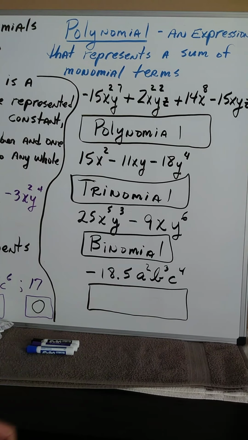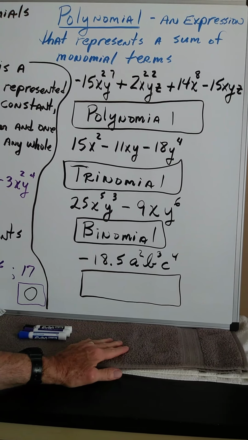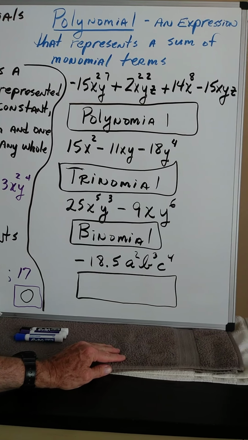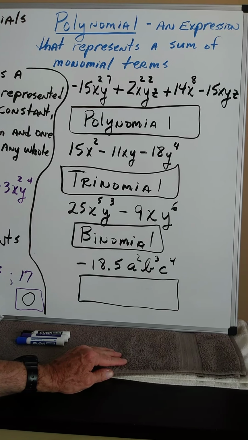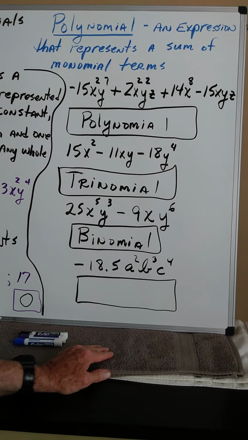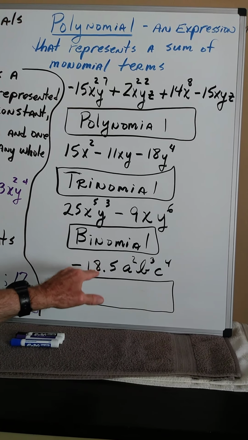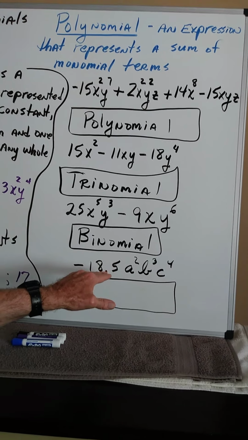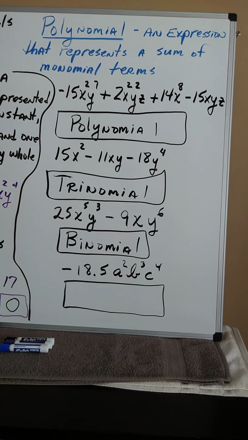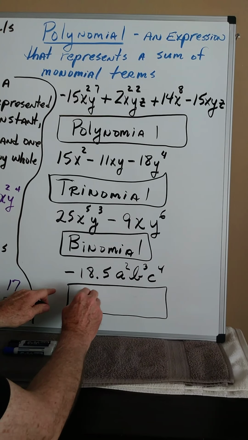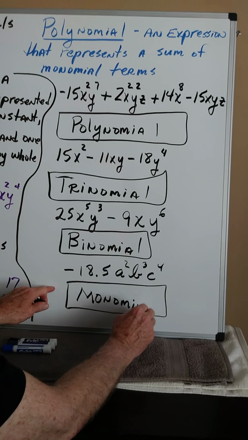And then the last one, negative 18.5 a squared b cubed c to the 4th. Notice, you don't see any plus signs in it. It only has 1 term. And we've already defined a polynomial that only has 1 term. It's called a monomial. We've already defined it. But I just included it on there again so you could see.